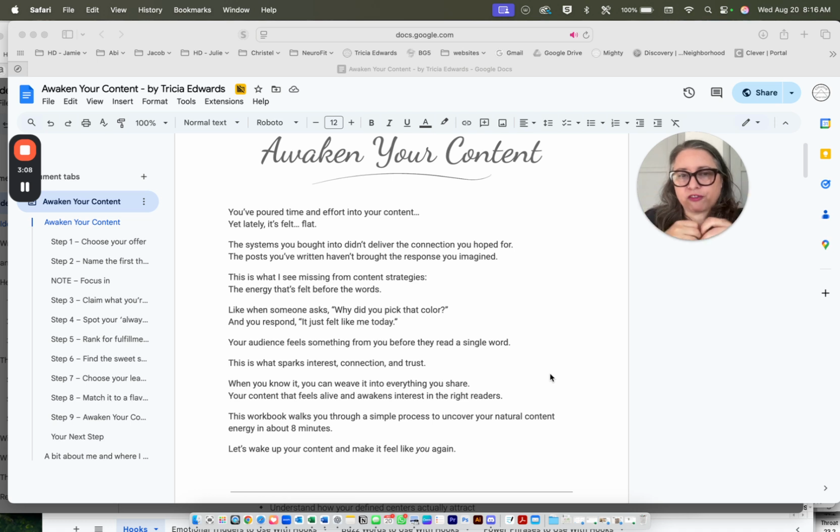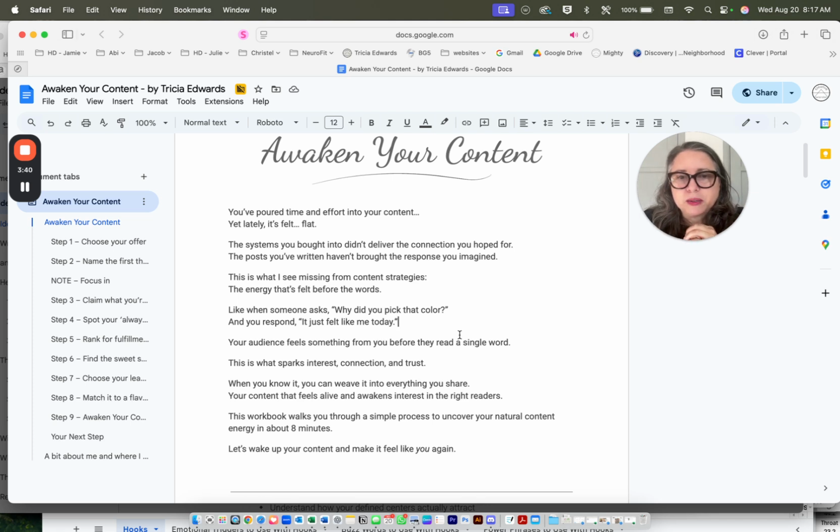This is what I feel is really missing. It's like when someone asks you, why did you pick that color? And you respond, it just felt like me today. Those are off-the-cuff remarks where we try to put things into words, but it's not really tangible. Like, it was calling my name. I don't know, I just gravitated towards it. It just seemed like the thing to do. It just felt like me today.